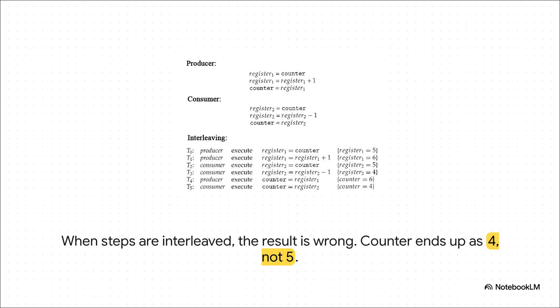The consumer fetches the counter, which is still 5 in memory. It calculates 4. Now the producer gets to run again and saves its 6. But right after, the consumer saves its 4, overwriting the producer's work. The final result is 4. We added 1 and took 1 away. The answer should be 5, but it's not. It's wrong. That is a race condition.